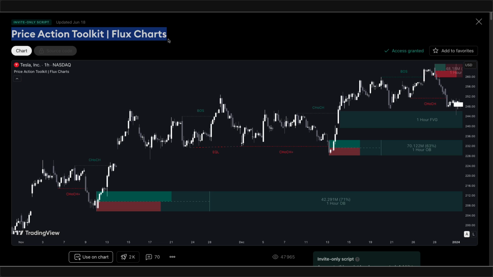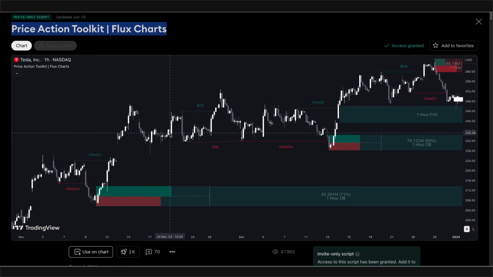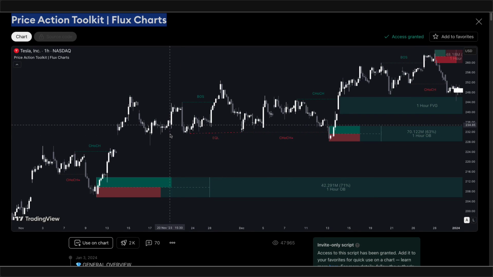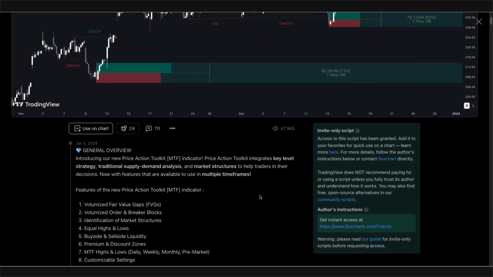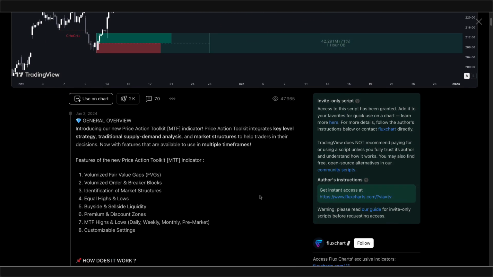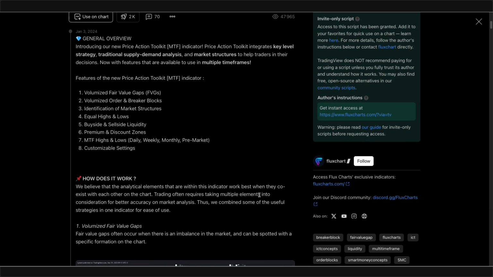Introducing FluxChart's new Price Action Toolkit MTF indicator. Price Action Toolkit integrates key-level strategy, traditional supply-demand analysis, and market structures to help traders in their decisions. Now with features that are available to use in multiple time frames. Let's see the features of the new Price Action Toolkit indicator, step by step.